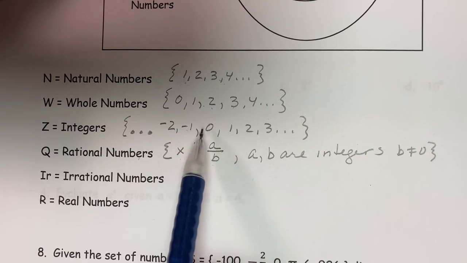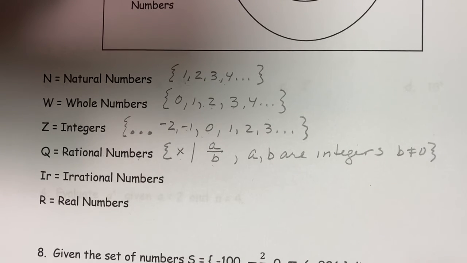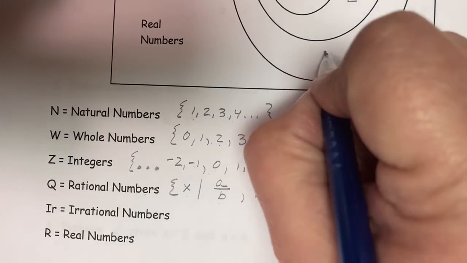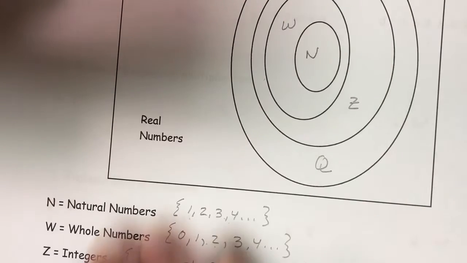Negative 1 over 1, 0 over 1. So all of these are rational numbers, but this also now will include numbers like 2/3 or 1.5. So it includes all of your fractions as well. So your rational numbers, your Q's, would be the next circle out or oval.